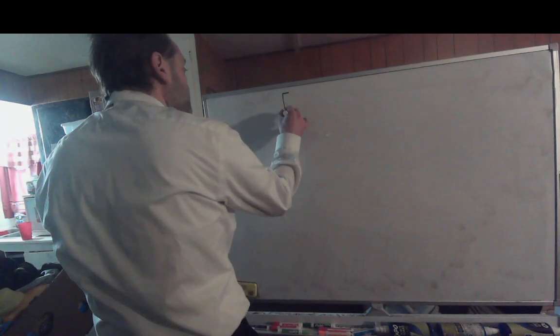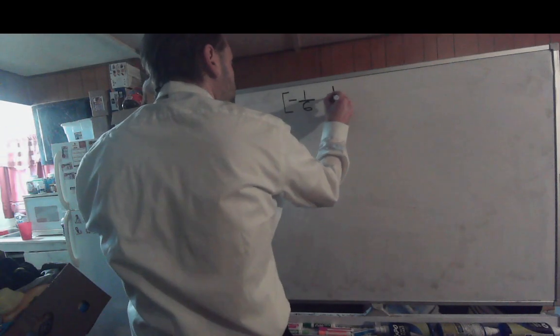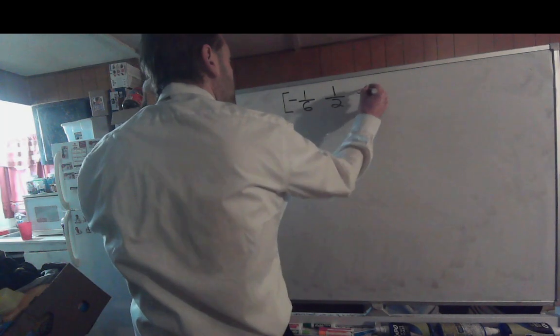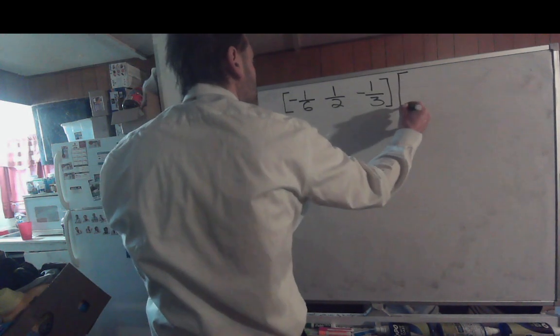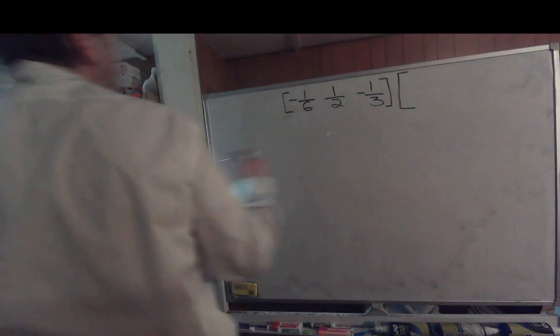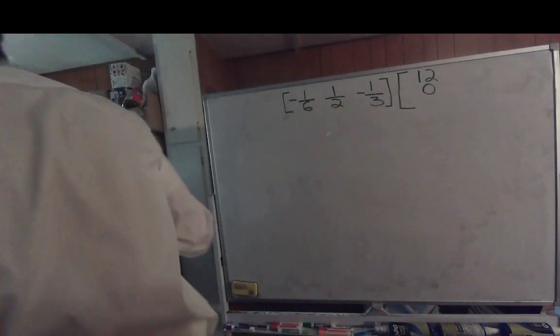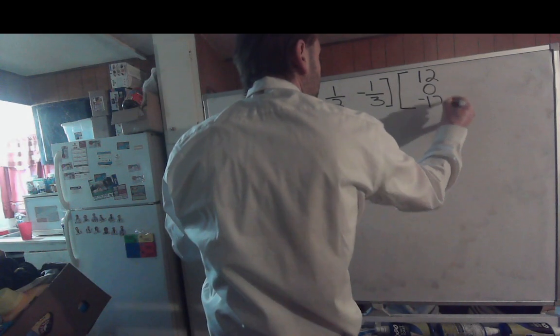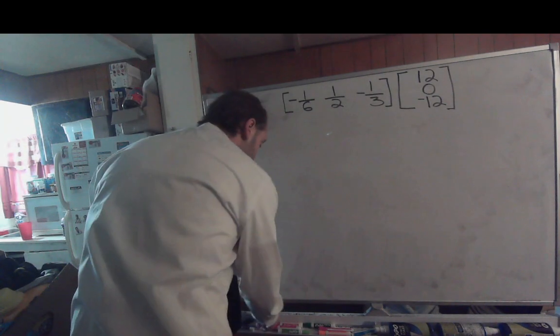Alright, so here's what we're going to do. Here's the first matrix. You have negative 1/6, you have 1/2, and then you have negative 1/3. You have that matrix times the matrix of 12, 0, and negative 12. So is it going to be possible to multiply these matrices?